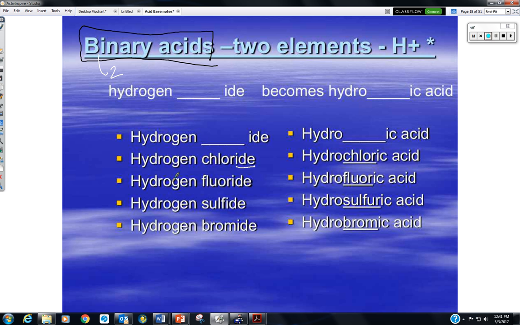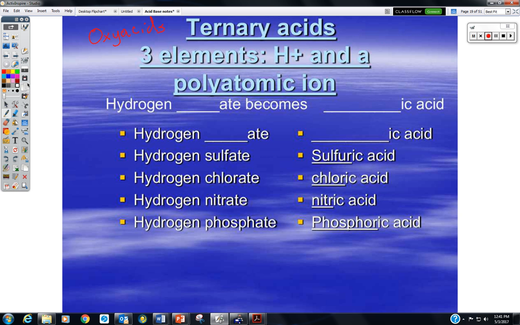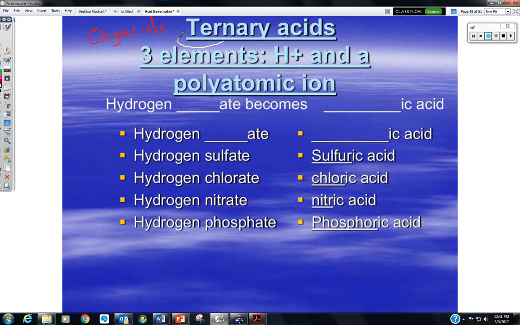So two things to note: we take the hydro from hydrogen, and we get rid of the IDE and replace it with IC. So this becomes hydrochloric acid. Same thing, hydrogen fluoride becomes hydrofluoric acid, hydrogen sulfide, hydrosulfuric acid, hydrogen bromide, hydrobromic acid. Now, a change that we see is when we're dealing with ternary acids.